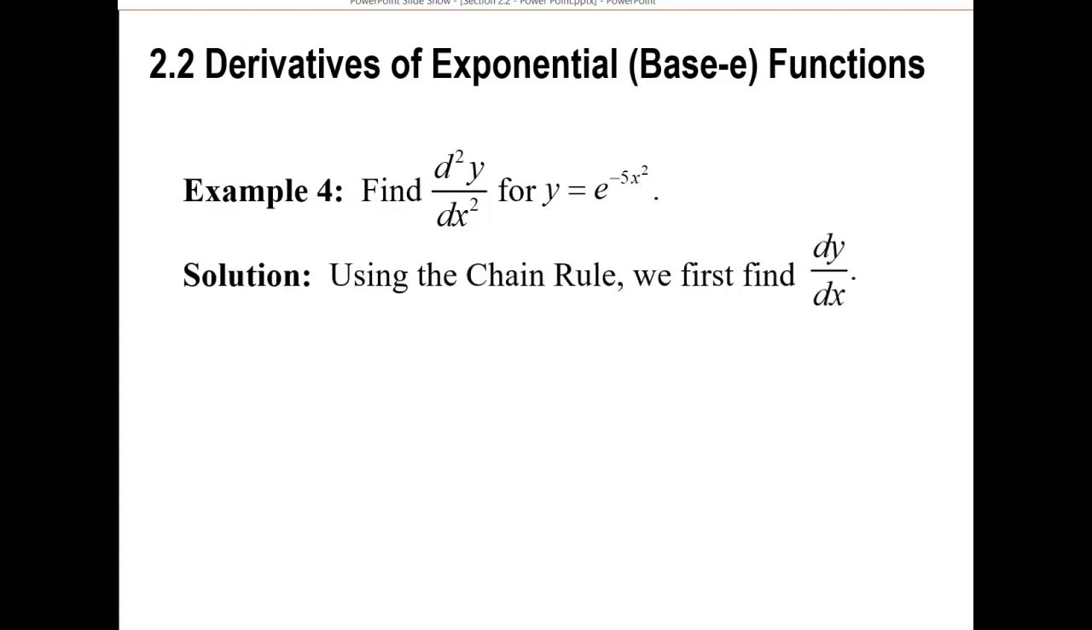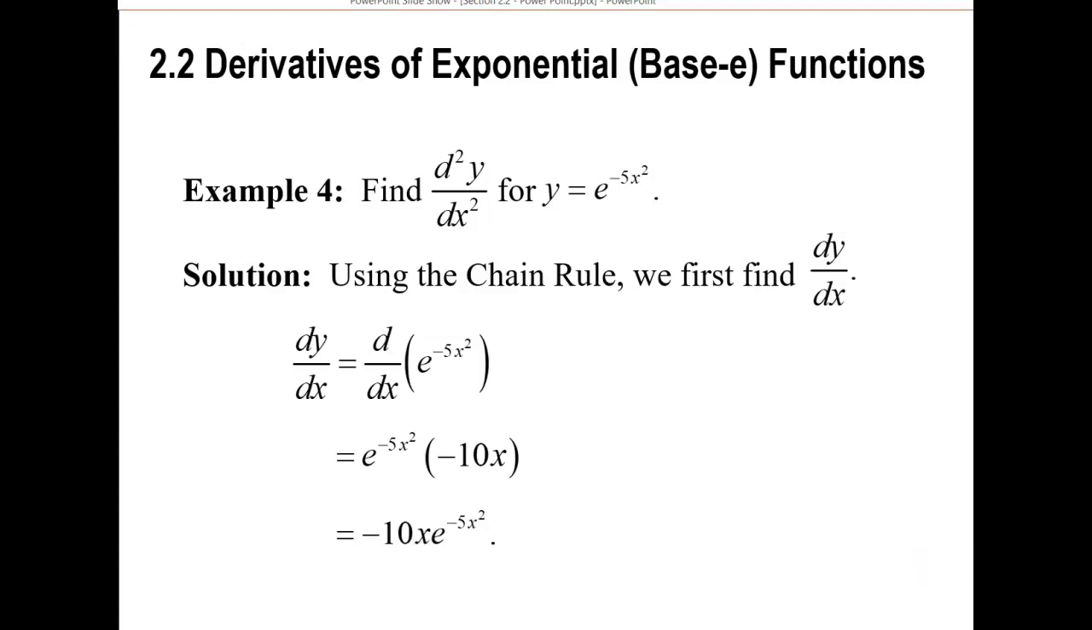All right, so we're going to first use our chain rule to find our first derivative. The derivative of this function is the function itself, e to the negative 5x squared, times the derivative of the exponent, which is negative 10x. So we end up getting negative 10x, I just put that in front, times e to the negative 5x squared. So that is the first derivative.